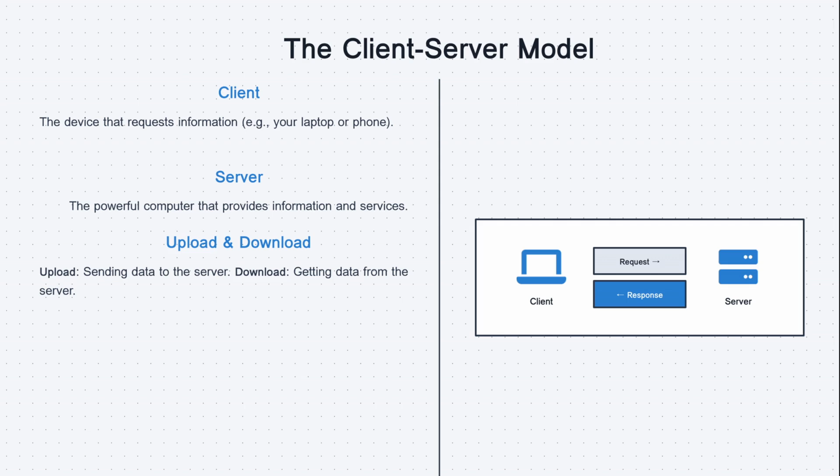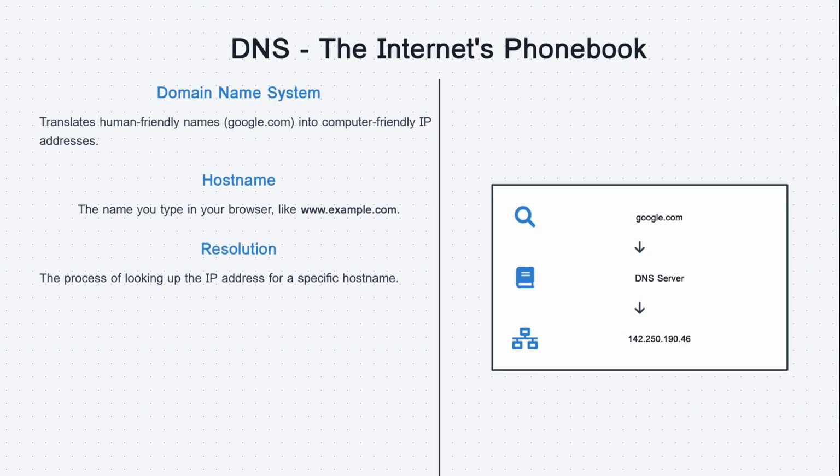Now we will talk about the client-server model. Most of what we do online follows the client-server model. What is the client-server model? The client is the device asking for information, like your phone. The server is the powerful computer that provides it. When you ask for a website, that is a request. When the server sends it back, that is a response. Sending data to the server is uploading, and getting the data from it is downloading.